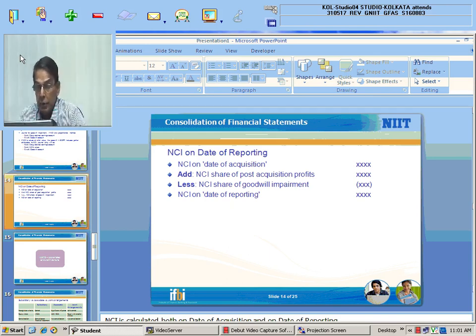So NCI is calculated both on the date of acquisition and the date of reporting. On the date of acquisition, we will calculate the NCI using one of the two methods, proportionate method or fair value method. And again, it has to be recalculated on the date of reporting, because we have to add the NCI's share of the post-acquisition profit, we have to reduce it by the NCI's share of the goodwill impairment, and then we arrive at NCI as on the date of reporting. So NCI is calculated both on date of acquisition and on date of reporting. NCI on acquisition date you have already seen, which is either at fair value or at proportionate share of net assets. NCI on reporting date is given on this slide.